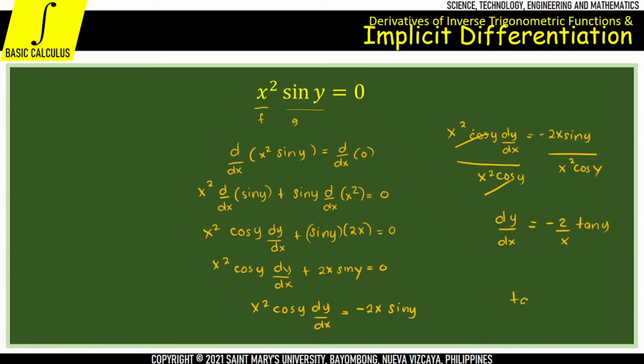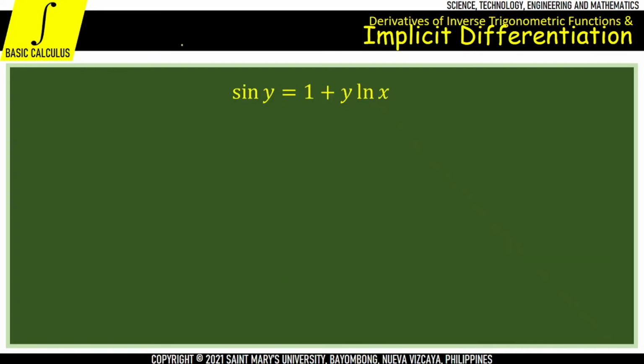Again, take note here that tangent of y is also equal to sine y all over cosine y. So that is our third example. For our fourth example, the given equation is sine y equals 1 plus y ln of x. Again, get the derivative of all of the terms.